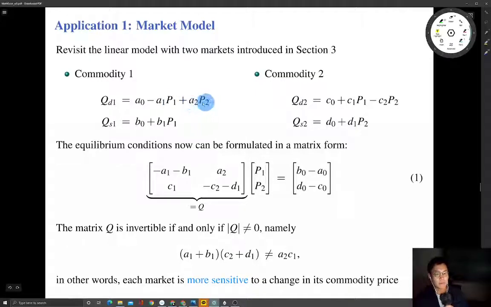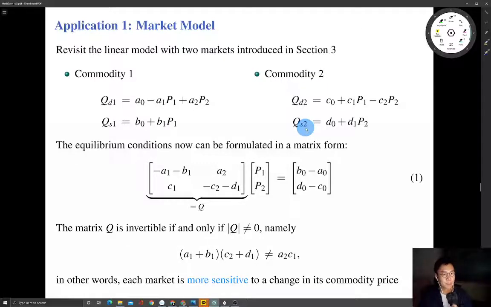Okay, and then there are a bunch of parameters. We have 3 parameters in the demand for good one, and another 3 in the demand for good two, and 2 B's in supply of good one, and 2 D's in supply of good two. Okay, and let me assume that all the parameters are strictly positive.